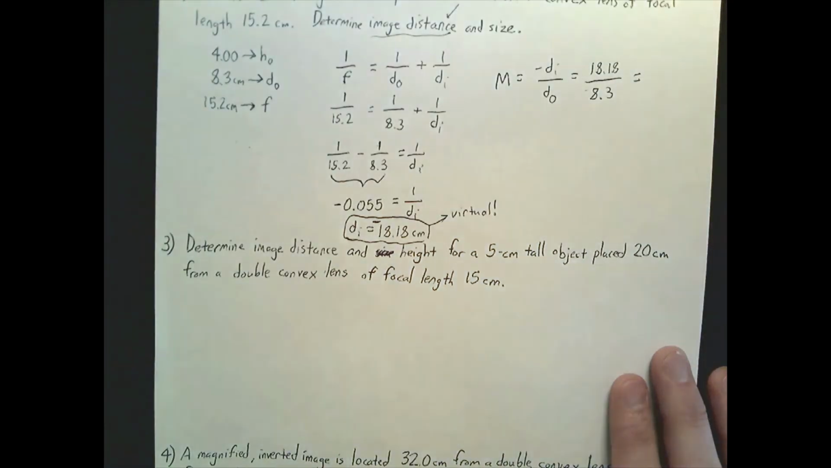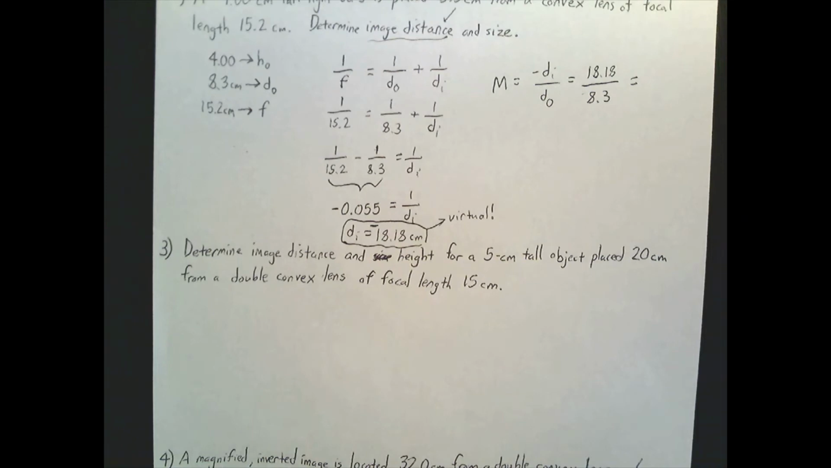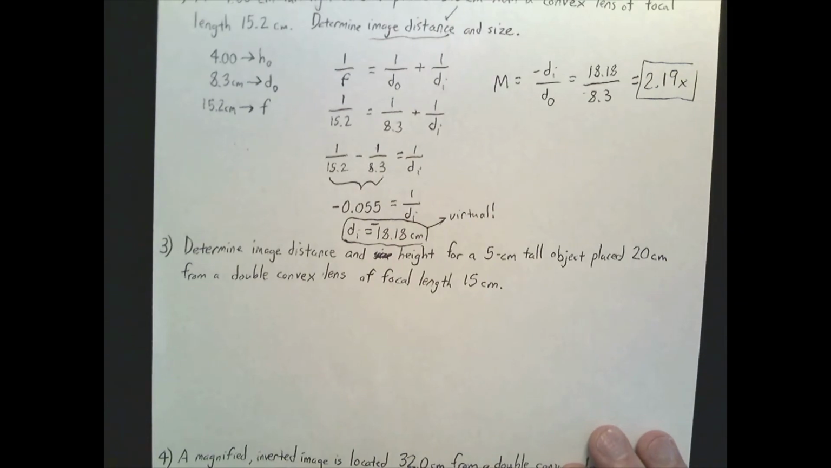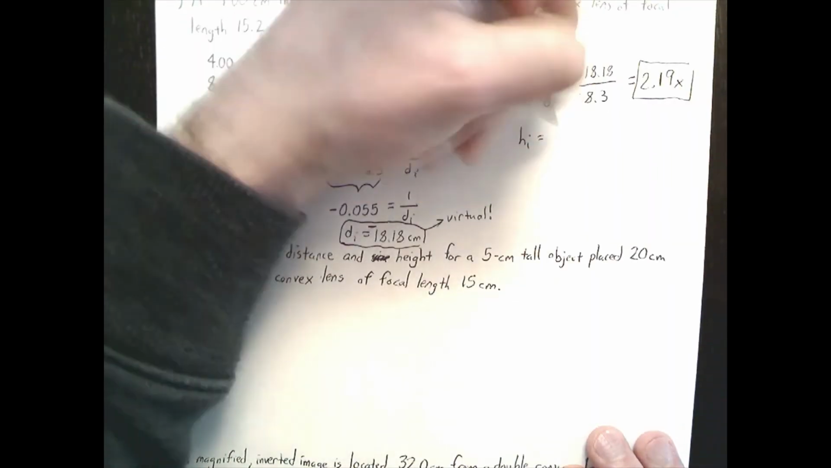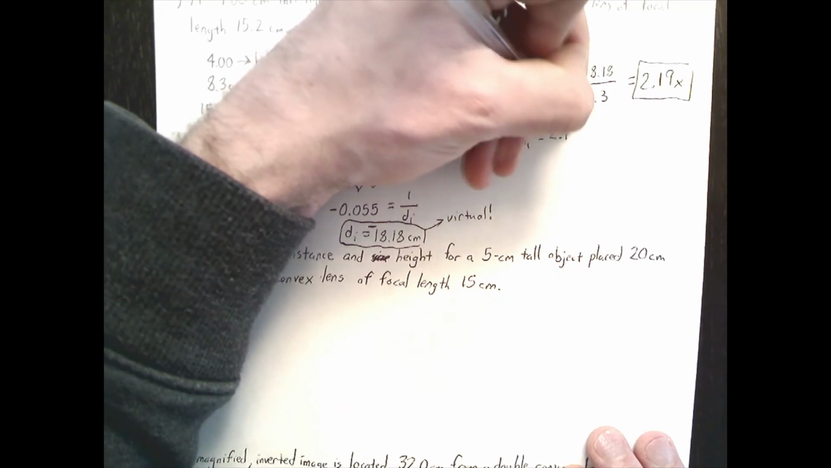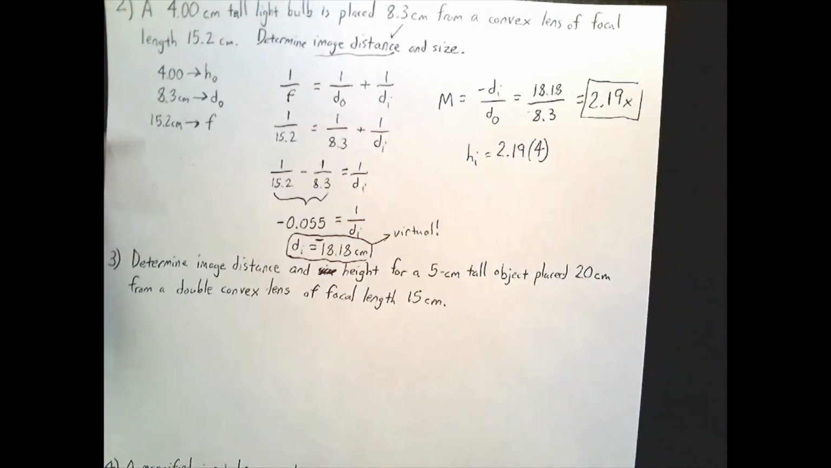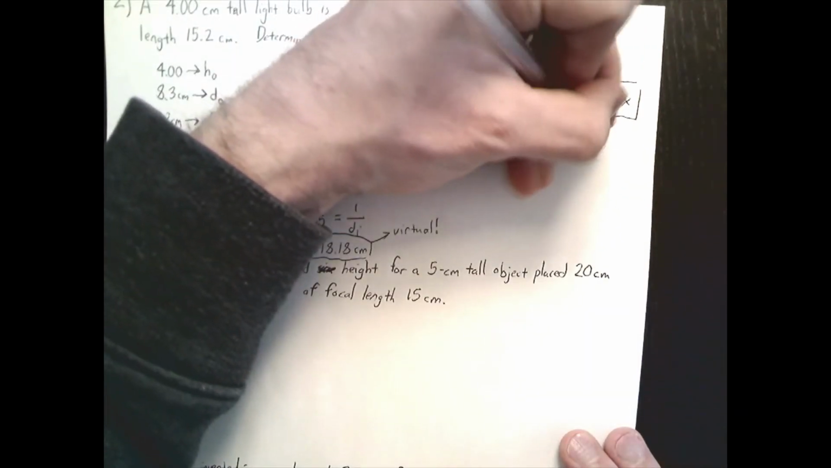And that turns out to be 2.19. So it's 2 and then some times larger than it actually was. Here, the fact that this number is positive means that it's upright. So now all we're going to do is get the height of the image by multiplying 2.19, our magnification, by the original height 4. And that is going to get us a final value of 8.76 centimeters tall.